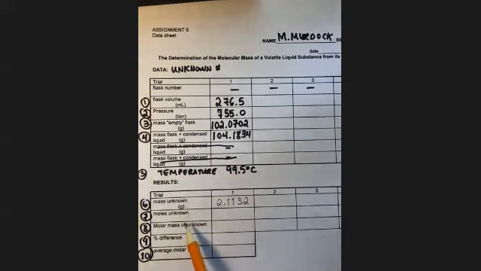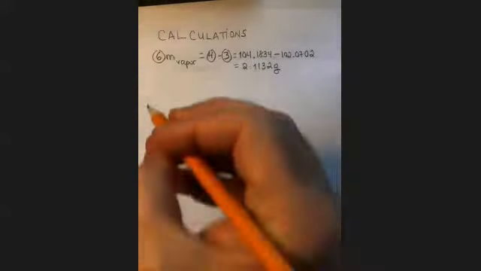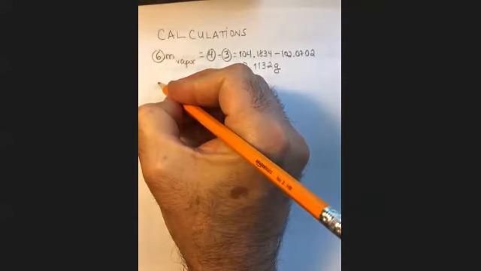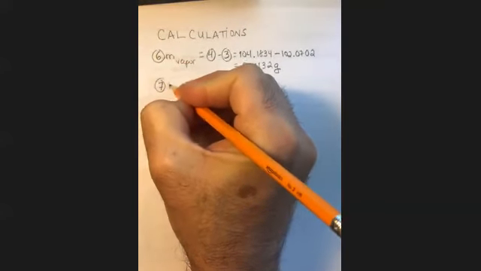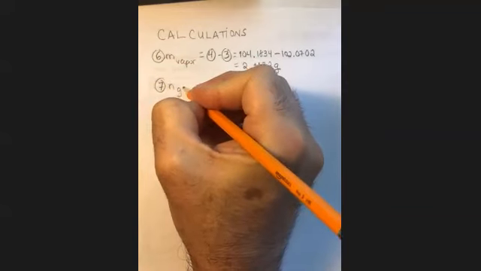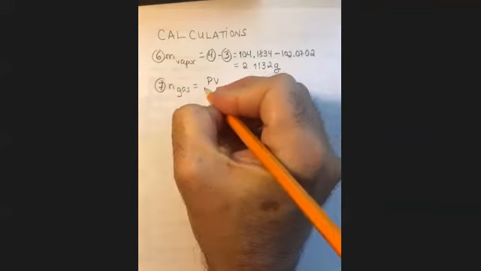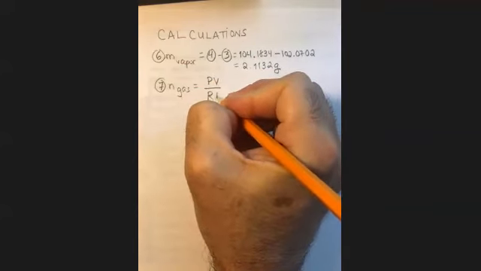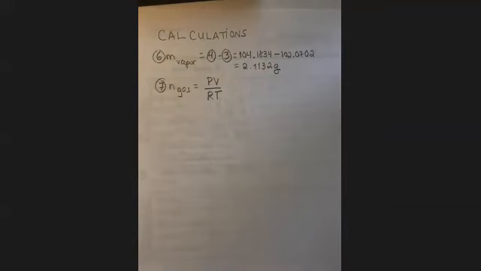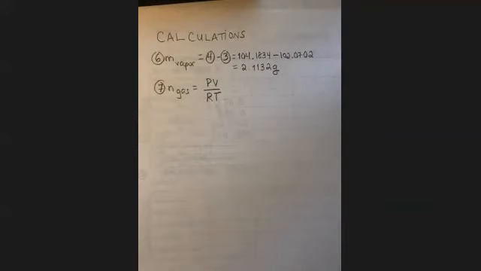Now we're going to find out how many moles of unknown were there. To do this, we're going to be using the ideal gas equation. So this will be item number 7, number of moles of gas, and that would be PV over RT. Now we have all these values here, but we have to convert them to the proper units because the gas constant uses liters atmospheres per mole per Kelvin, correct?